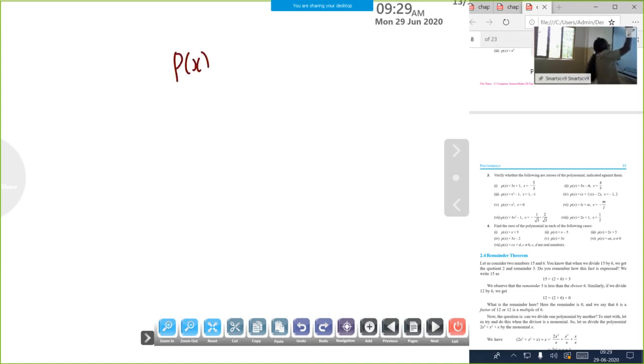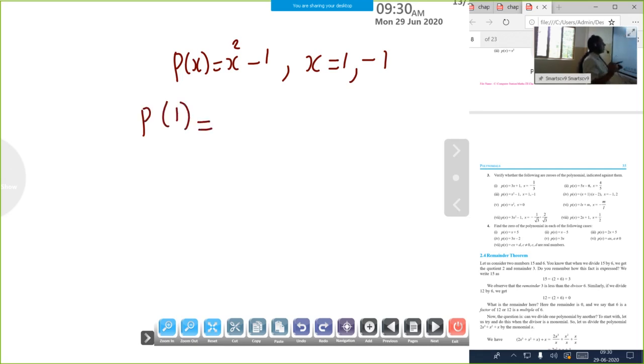P of x equal to x square minus 1. Two values are given there. X is equal to 1 and minus 1. We need to check both the values. And first we need to substitute P of 1 equals.